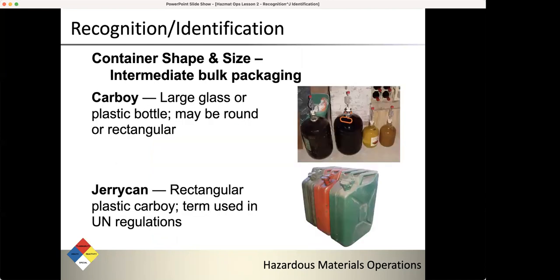You can also have something called a carboy. It's a glass or plastic bottle, maybe round or rectangular. These are examples of carboys. They may also be so rounded that they're in a cardboard kind of box so that they don't fall over. This is somebody's home brew, looks like that, but a good example. And then you have a jerry can, which is a rectangular plastic carboy. It's a term used in UN regulations. So that's a jerry can there.